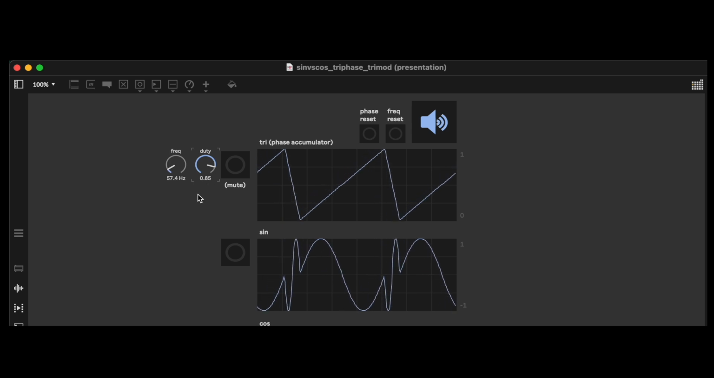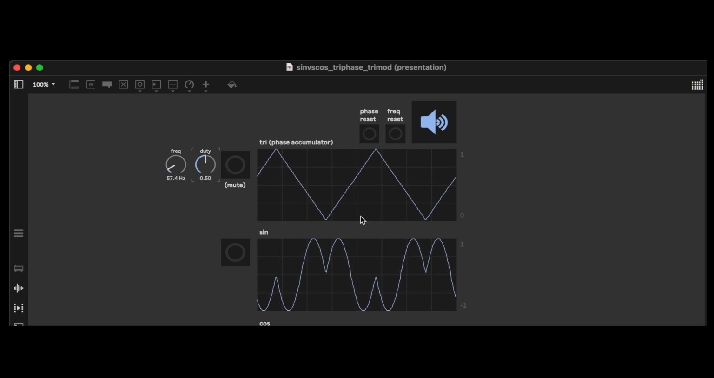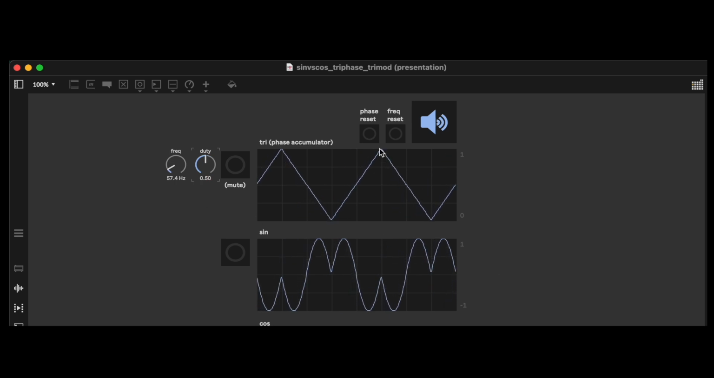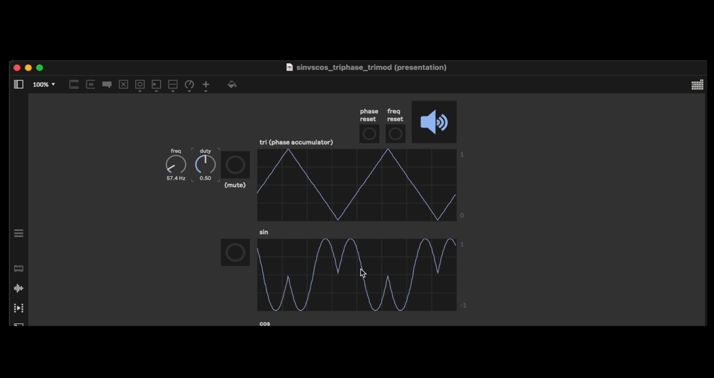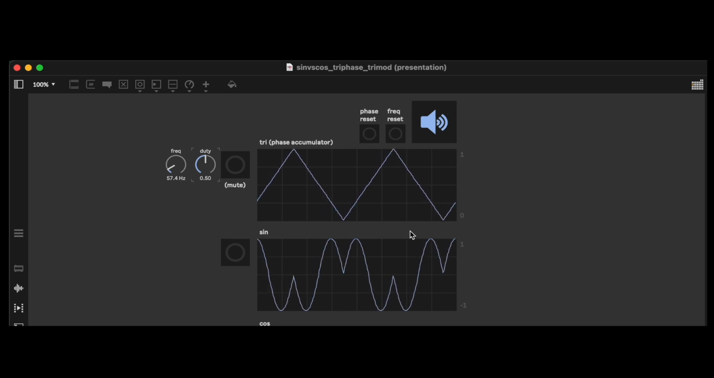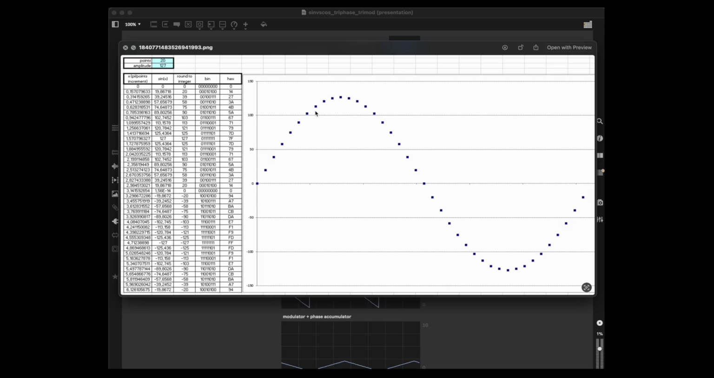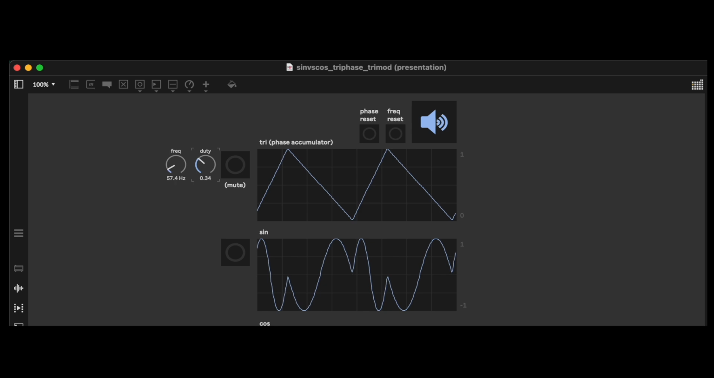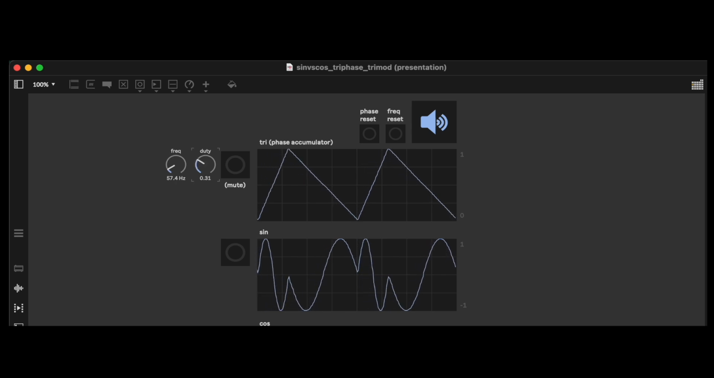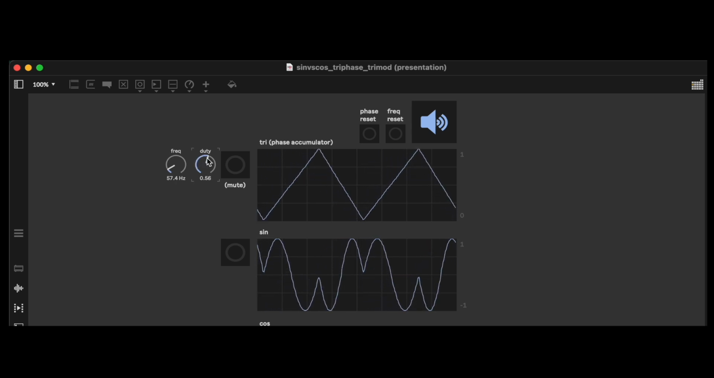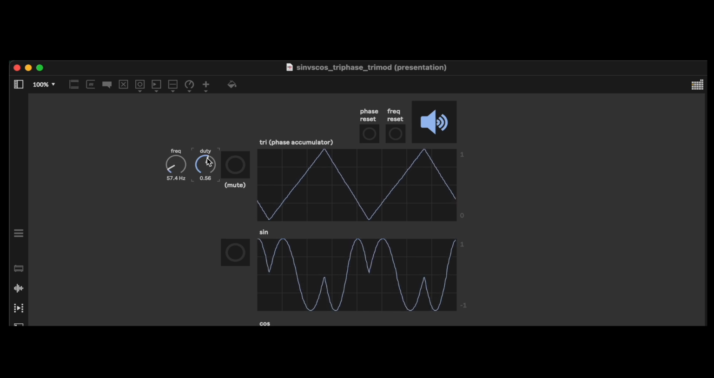If I put this in the middle, so it's actually a triangle, this might be easier to tell what's going on. So on the upward ramp of the phase accumulator, it reads the sine wave normal. And then on the downward ramp, it goes backwards through the wavetable. So when the phase accumulator is going from 0 to 1, it reads the wavetable from 0 all the way to 1. And then when it's going from 1 to 0, it does that exact thing, just goes backwards through it, 1 to 0. And then it repeats. And remember, there's no phase modulation going on here. It's just using the phase accumulator and changing the shape of the phase accumulator.